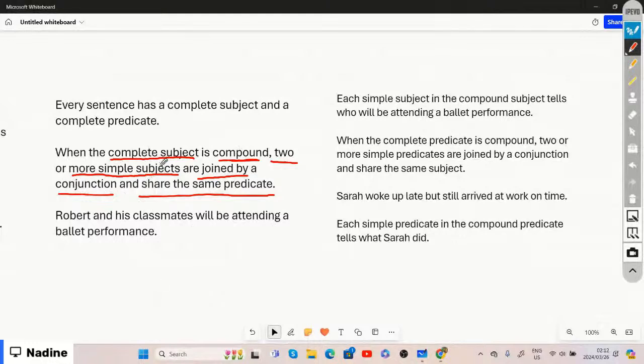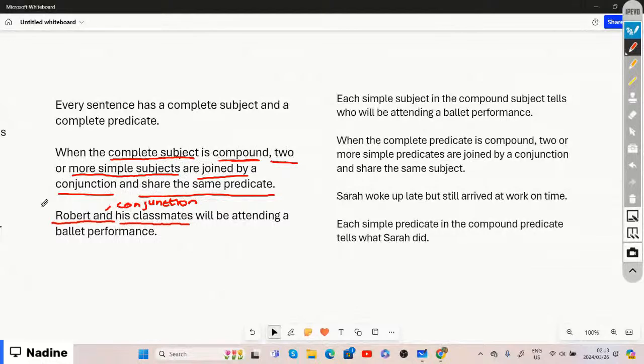So the subject that it is basically joining, right, is Robert and his classmates. And here the word and is our conjunction. This word and joins the two simple subjects. And our simple subjects are Robert and his classmates, right? So that is a complete subject that is compound.